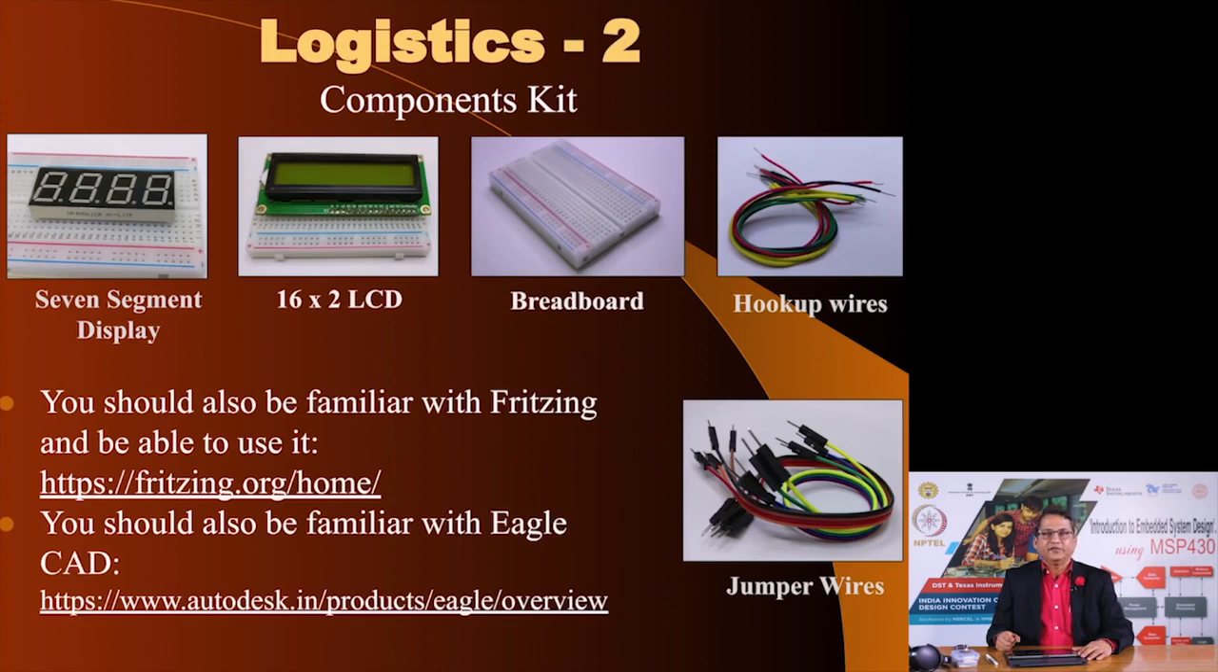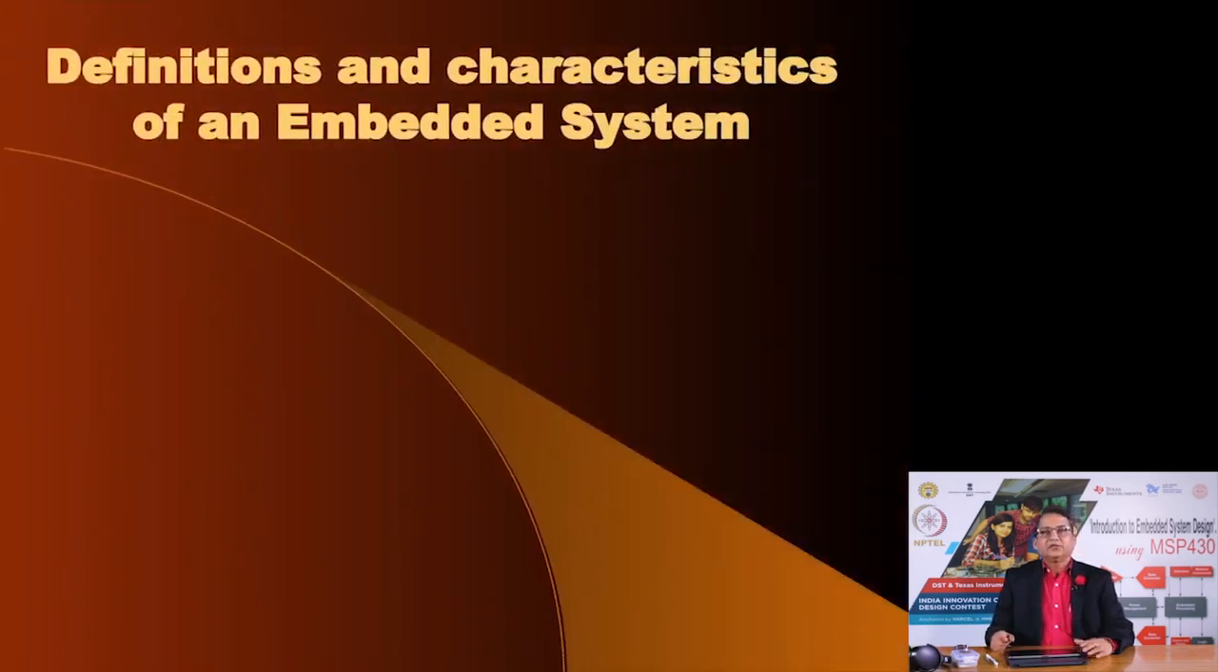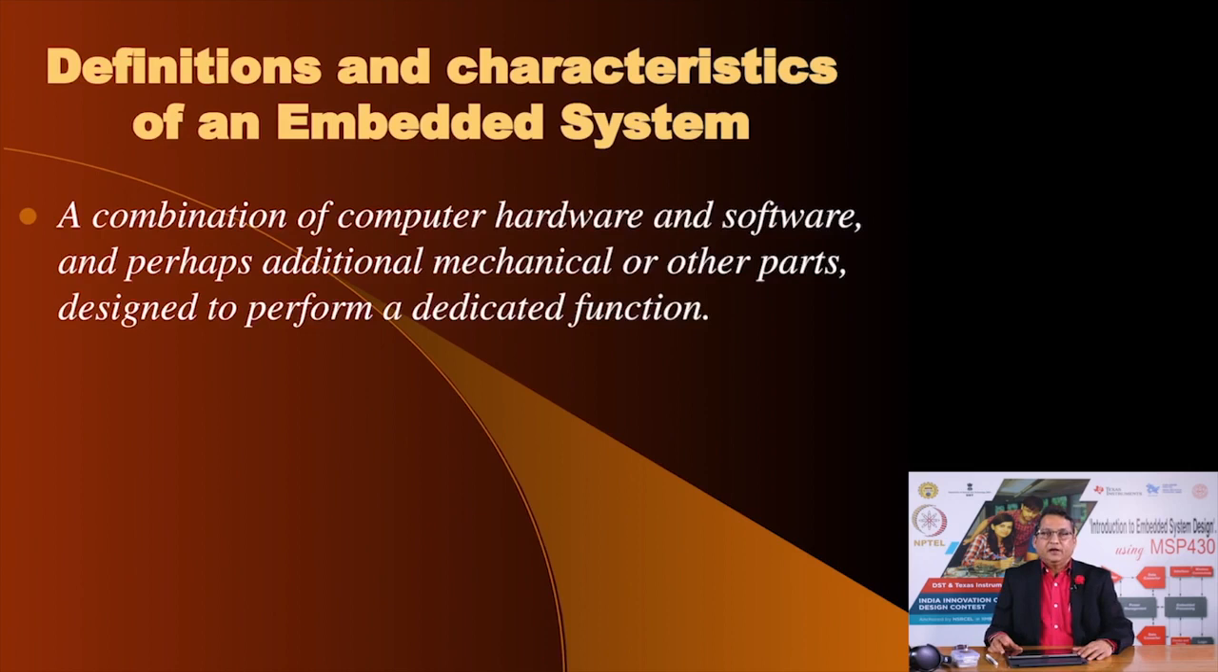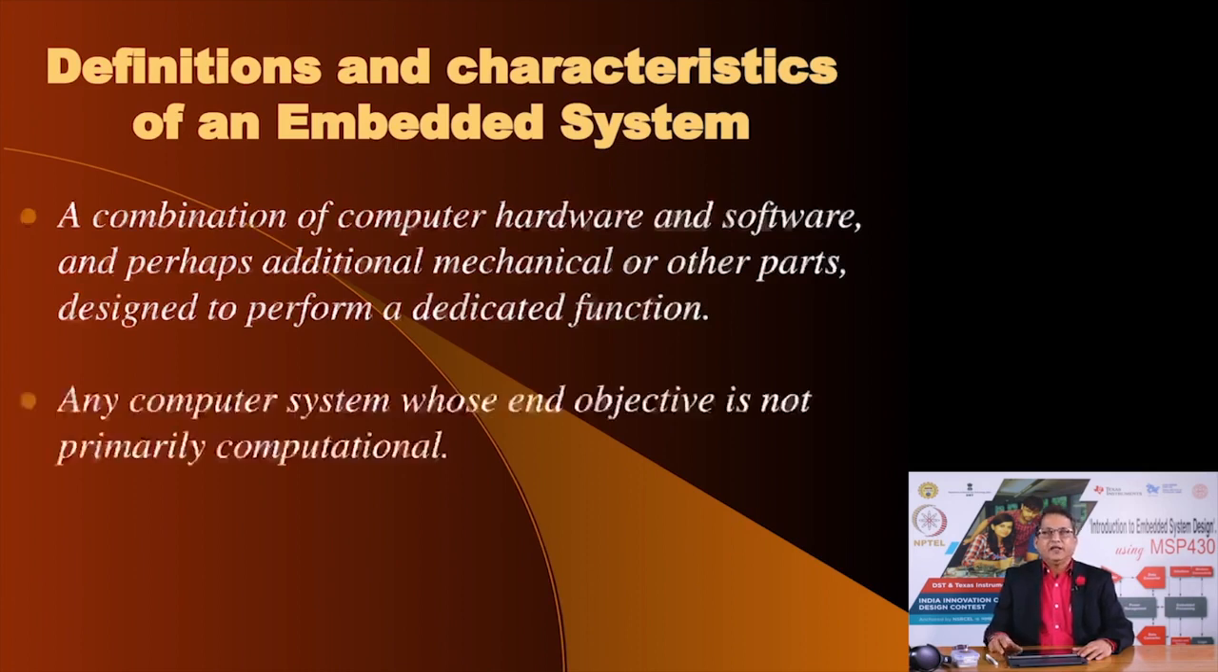Now, let us start with some of the definitions and characteristics of embedded systems. Embedded system is such a vast and diverse field that it is very difficult to use a single definition to describe an embedded system in completeness. So, there are a few definitions and I would like to go through many of them. One definition is that an embedded system is nothing but a combination of computer hardware and software and perhaps additional mechanical or electromechanical parts with the purpose of providing a dedicated function. Another definition says that any computer whose end objective is not primarily computational would qualify as an embedded system.